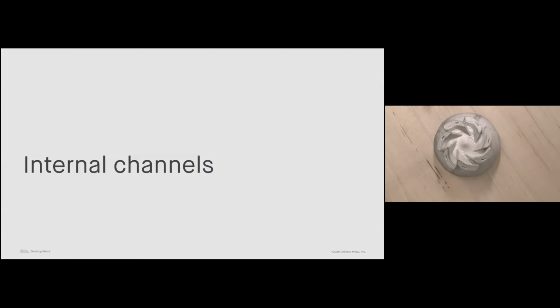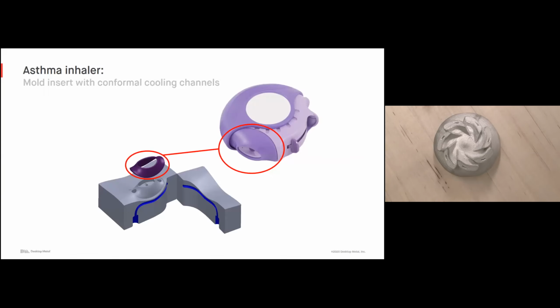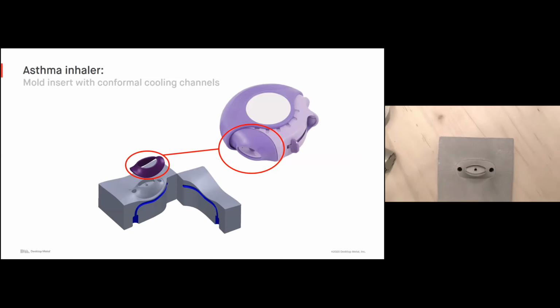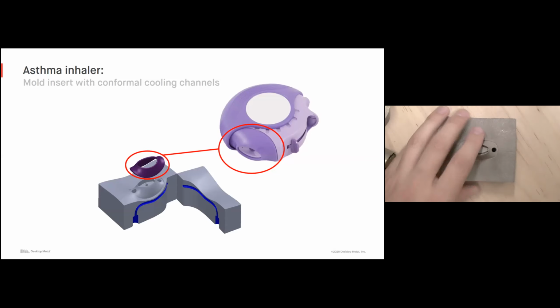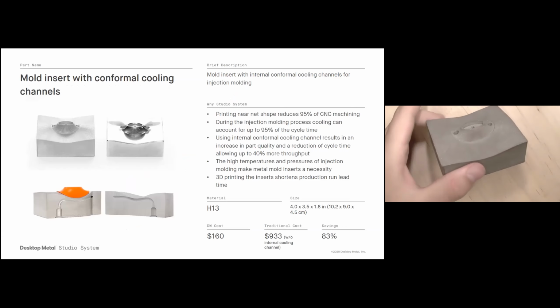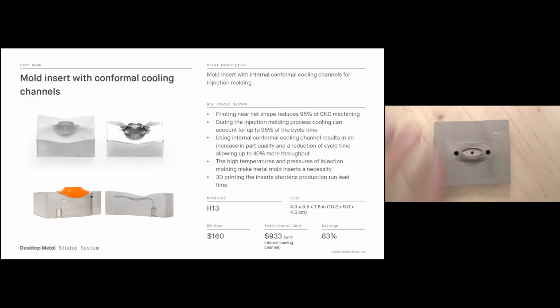Internal channels. We'll get back to that heat exchanger at some point, but the part I have here is a mold insert that's used for molding the mouthpiece on an asthma inhaler, as you're seeing here. This part features a channel that's snaking through the part as a conformal cooling channel to help cool this mold during the molding process. This part was printed to near net shape, and then just a little bit of machining had to be done on the molding surfaces.